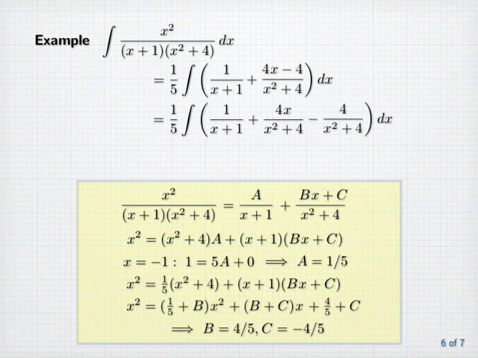Now, the first term is simply going to give us a natural log of the absolute value of x plus 1. In the second term, notice that the derivative of the denominator is 2x, so the numerator is 2 times the derivative of the denominator, so that means we're going to have 2 times the natural log of the denominator.